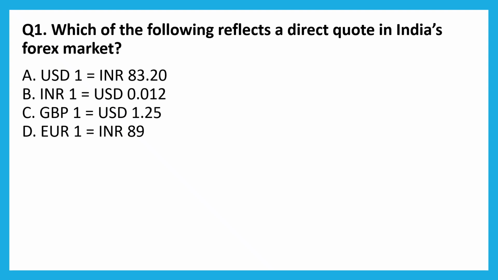Option A, USD 1 equal to INR 83.20. Option B, INR 1 equal to USD 0.012. Option C, GBP 1 equal to US dollar 1.25. And option D, Euro 1 equal to INR 89.